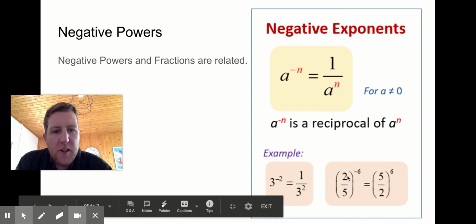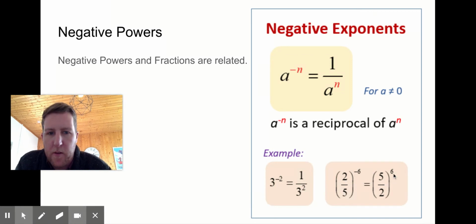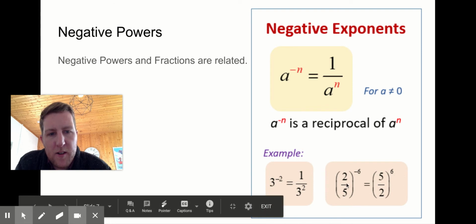If you had a fraction and a negative power, what would happen is your fraction would flip. It would become the reciprocal. So the 2 would go on the bottom and the 5 would come to the top. And then your power would become positive. So when we have fractions, it really confuses things a little bit with the negative power. But if you remember this example and this rule, then it's not so bad.